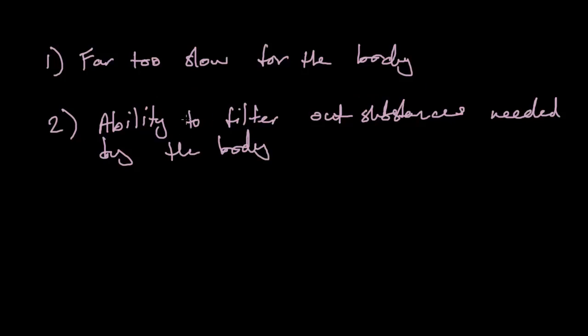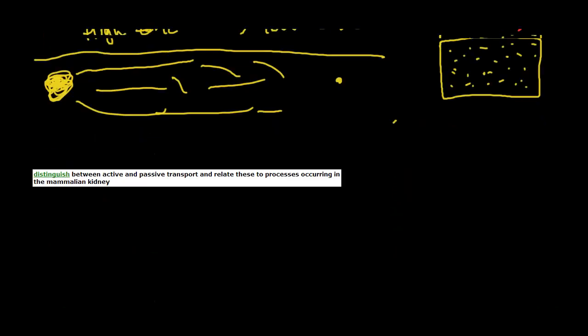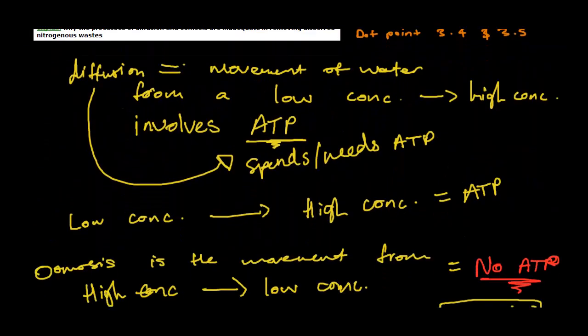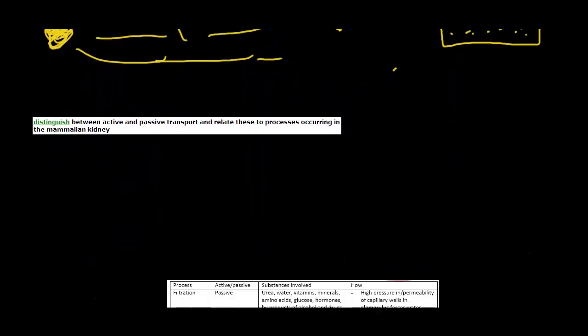Now, those are the two main reasons why it's an inadequate method of removing dissolved nitrogenous waste: because it can't actually filter anything, and it's very, very slow and inefficient. It wouldn't work. It wouldn't be fit for the job. Now, moving on to dot point 3.5, just quickly.